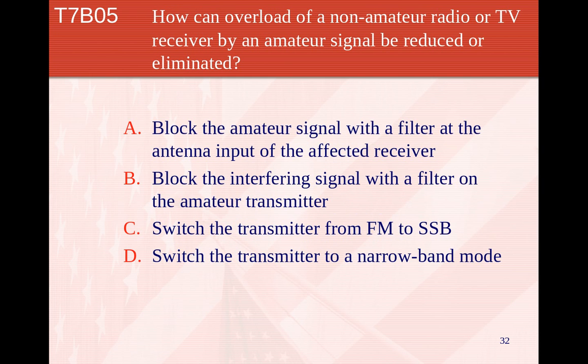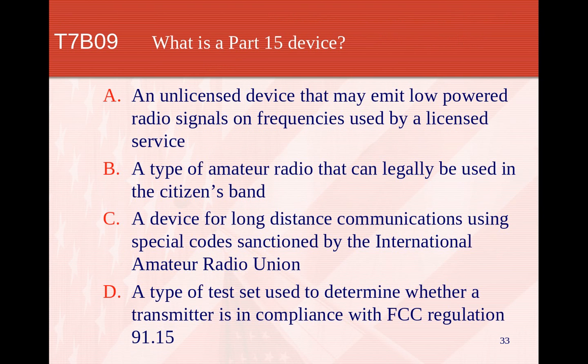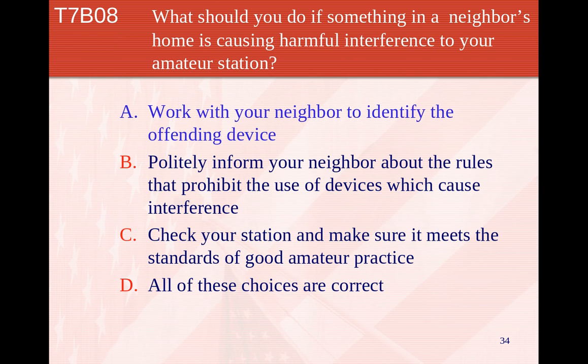How can overload of a non-amateur radio TV receiver by amateur signals be reduced or eliminated? You can block the amateur signal with a filter at the antenna input of the affected receiver. What is a Part 15 device? Part 15 is an unlicensed device that may emit low-powered radio signals on frequencies used by a licensed service.